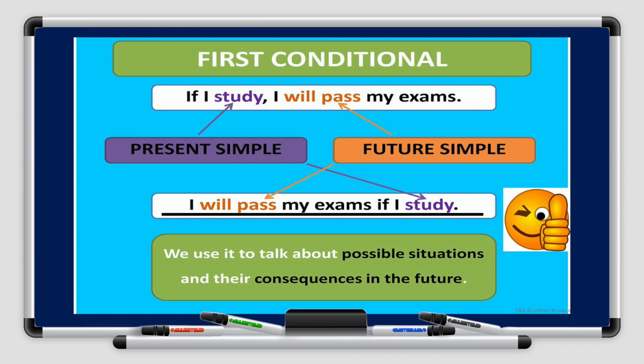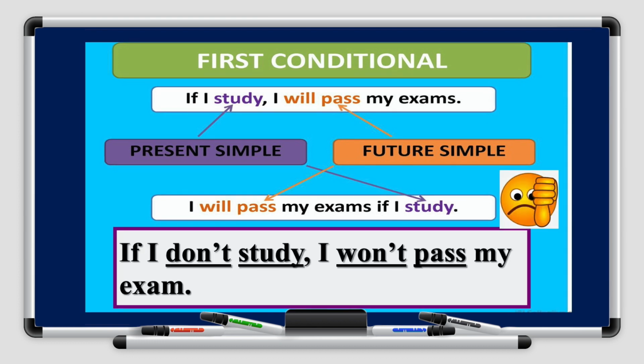What else did we change? We did not use a comma. So if we reverse the order, we don't use a comma. We use it to talk about possible situations and their consequences in the future. Now let's change the same example into negative. If I don't study, I won't pass my exam. Because we have I here, we use don't. Don't study. And for the second part, for the result, we change will into won't.